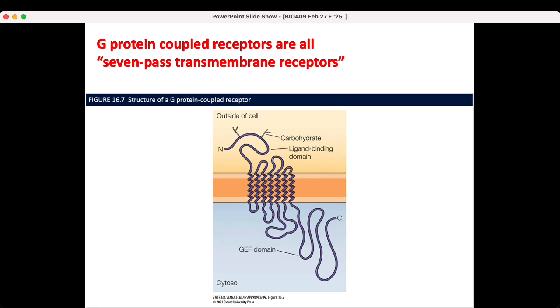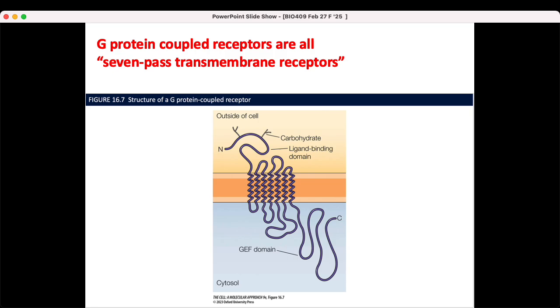Remember the RAS story? That is a monomeric G protein. That's the receptor tyrosine kinase story. These are a G protein, but luckily a very different kind. They're called a trimeric G protein. So that's why they're called G protein coupled receptors.